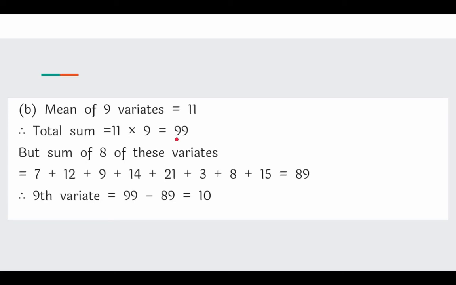Further the question says, B part, pay attention. If 8 of them are given, these are the 8: 1, 2, 3, 4, 5, 6, 7 and 8. These are the 8 variates, these are the 8 observations. So, what is the ninth variate? You have to tell the ninth one. What was the sum for the 9 observations? 99. The sum of these 8 observations comes out 89. So, what is left? What is the ninth observation? It is simply 10. Clear, students? You can verify also. 99 upon 9, that is 11. So, 11 is the mean. Clear? So, this was the third question, B part, which was a class work.